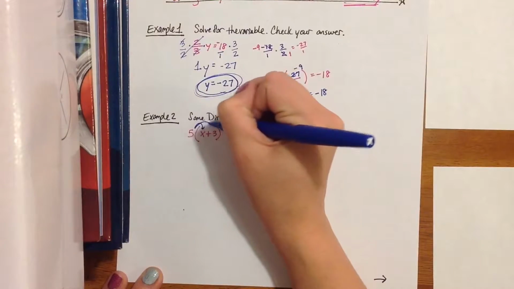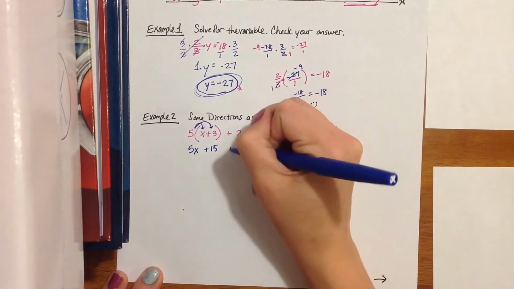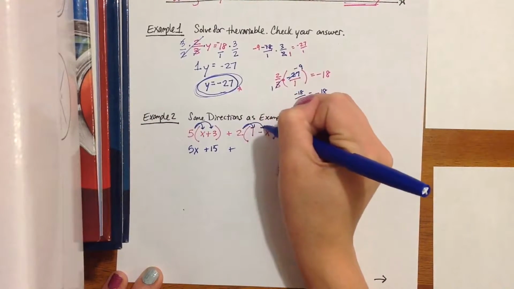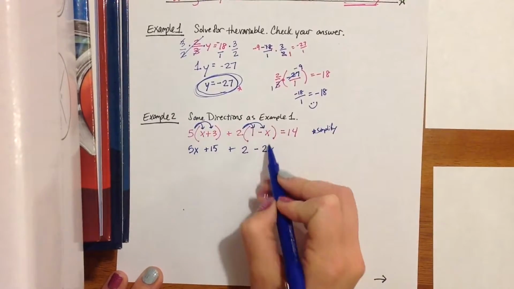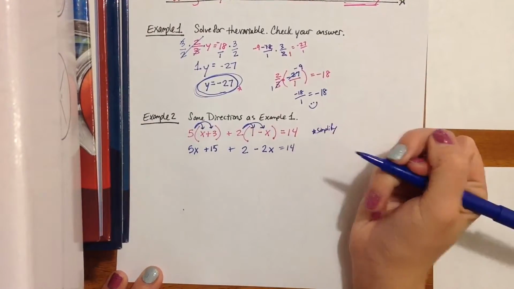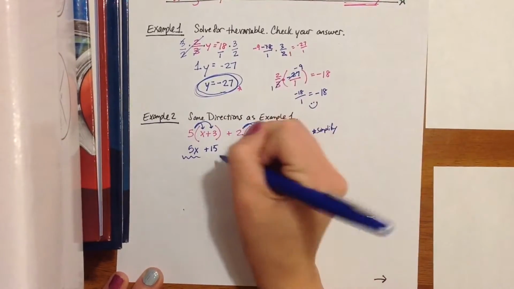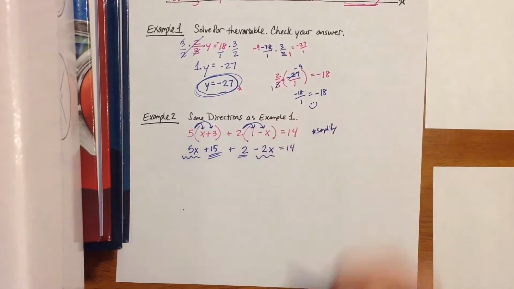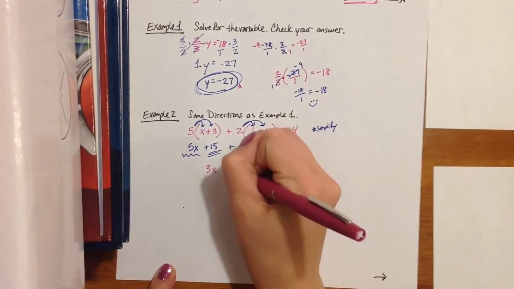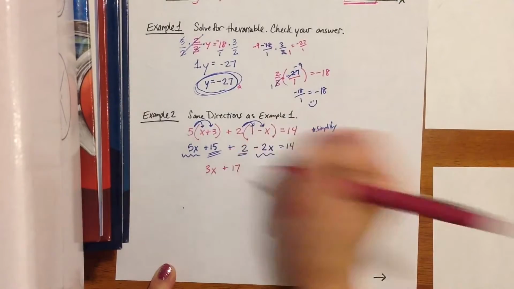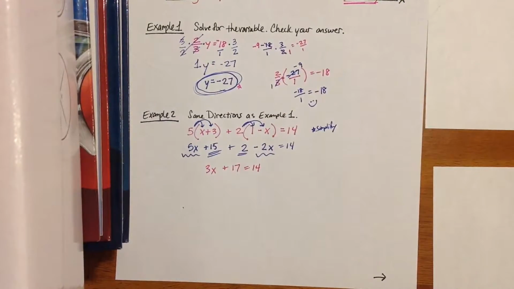I see my 5 can be multiplied here. I get a 5x plus a 15. I see my 2 can be multiplied here. Watch those negatives. You end up with a negative 2x there. We are equaling 14. I see some like terms here and here, and then also my whole numbers, 15 and 2. In the end, I get 3x plus 17 equals 14. Now I'm at a point that I can solve this pretty simply.